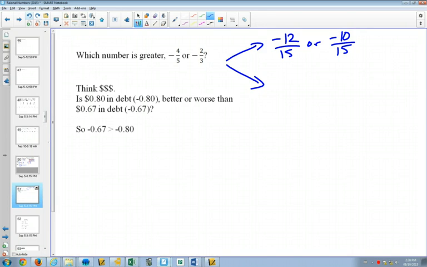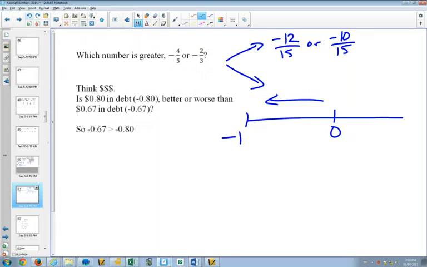You have to be careful with negative numbers, because if we have our number line here as 0, and we're going to our negative numbers, which is in this direction, which number would you hit first before you got to negative 1? If you split this up into 15ths, which means 15 equal sections.